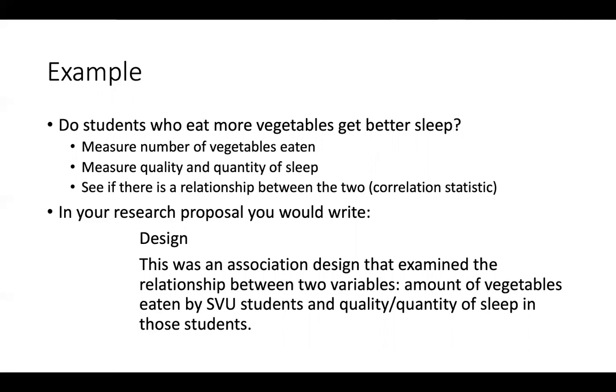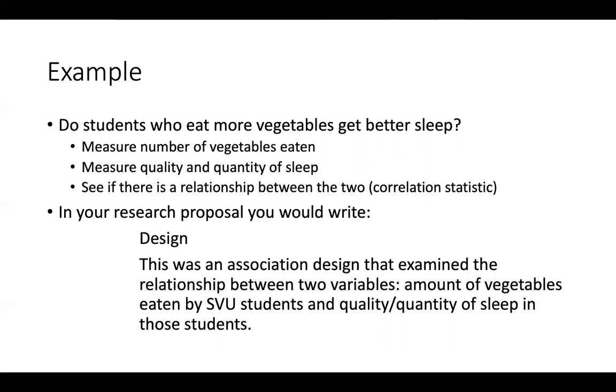I'm going to give you one more example to help you see how you can come up with a question. Here's an example: do students who eat more vegetables get better sleep? So you measure the number of vegetables eaten and you measure the quality and quantity of sleep. We'll talk a little bit later on how to measure things and what that means. That's not for today. But for today, the idea is you're finding that question. Is there a relationship between those two? What you've got is an association. Is there an association between vegetables and sleep?